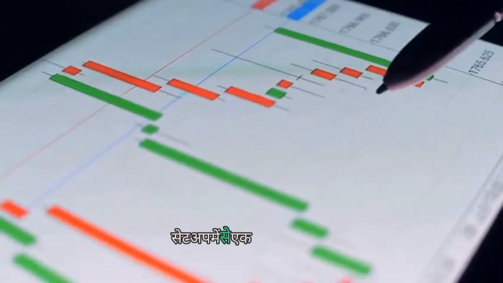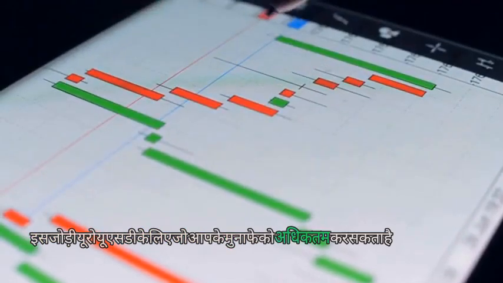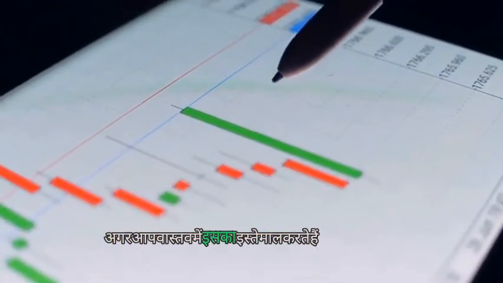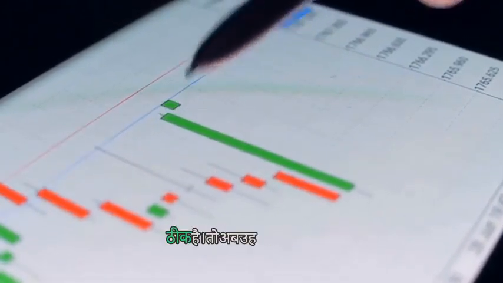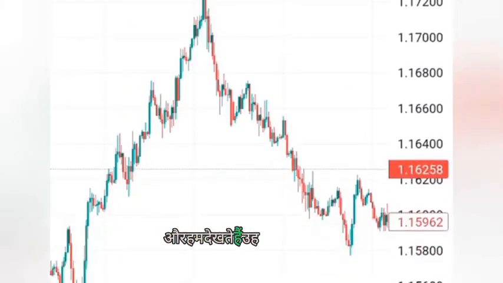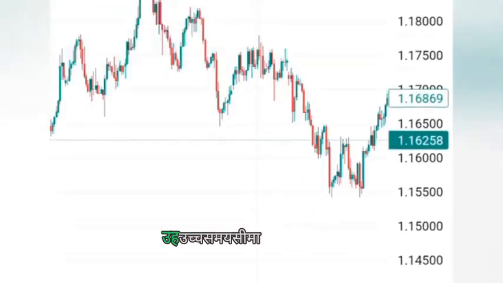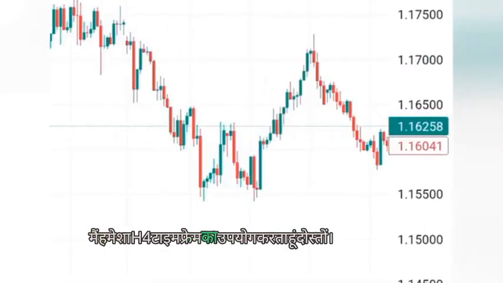One of the setups for this pair, EUR/USD, could maximize your profits if you really use it correctly. So now we're going to start from the higher time frame, and we see the zones from which EUR/USD is trading. For the higher time frame, always use the H4 time frame, guys.